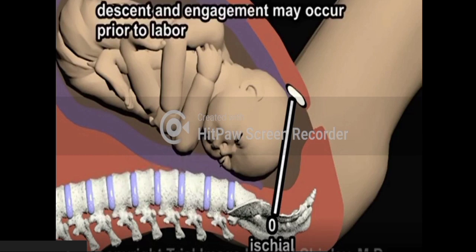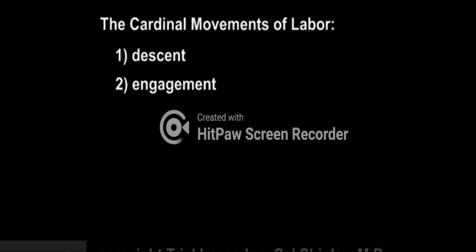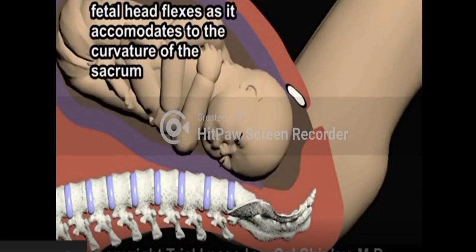Before we move on, it's important to note that in many pregnant women, the fetal head has descended through the pelvic inlet in the days or weeks prior to the onset of labor. Likewise, in a minority of pregnant women, the fetal head may also be engaged prior to labor. The third cardinal movement is flexion of the fetal head. The fetal head flexes as it accommodates to the curvature of the sacrum.